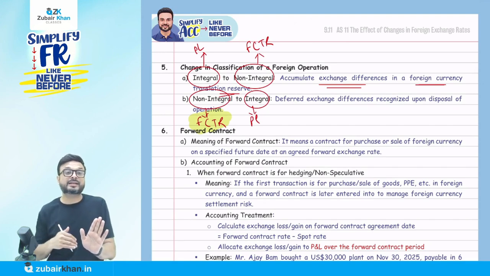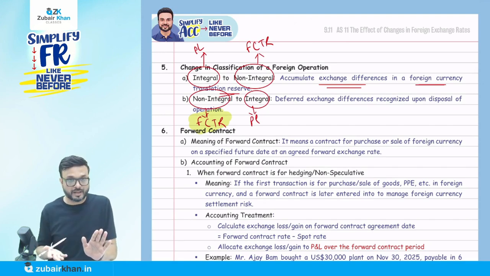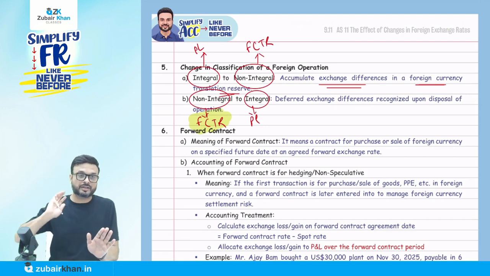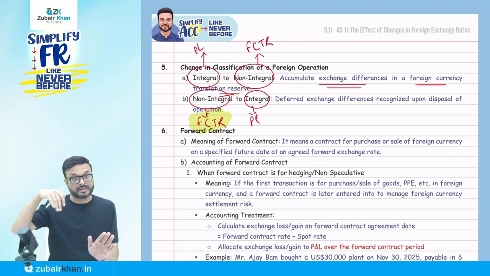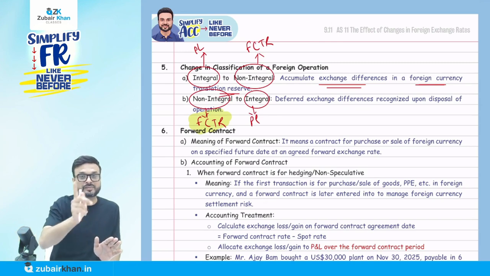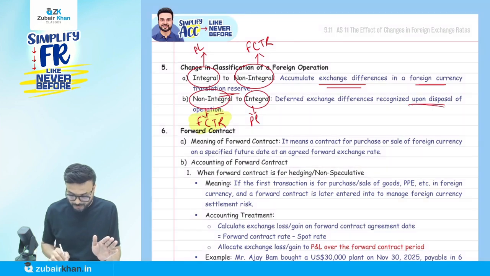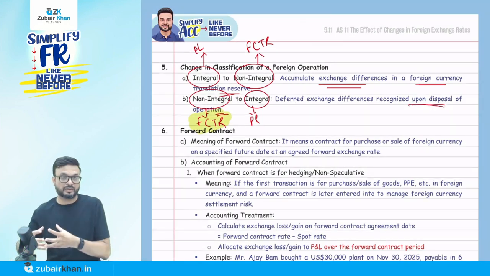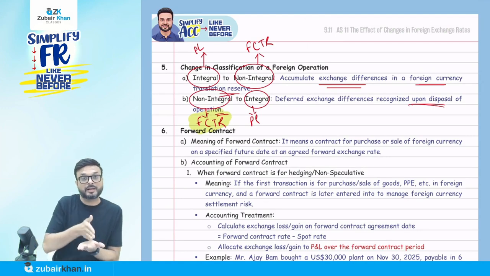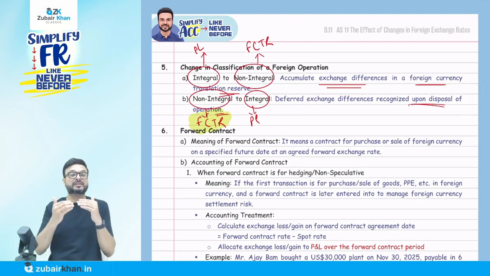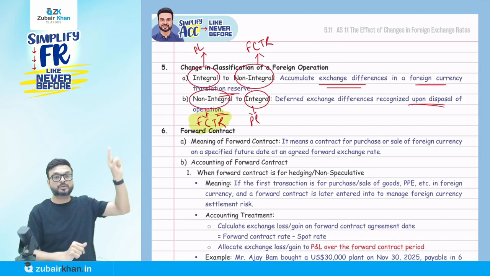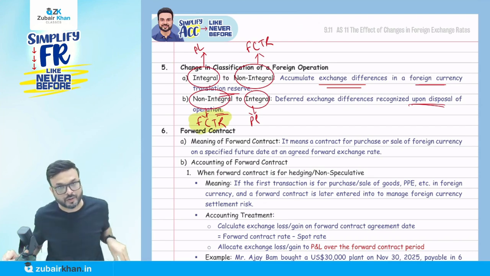You can transfer it to the P&L account only when we dispose of the investment that we have in the foreign operation. Only in that case can we transfer the balance of FCTR to the P&L account. So the exchange difference is recognized upon disposal of the operation. It means it will stay in FCTR, even though you convert from non-integral to integral, and we can transfer this FCTR to the P&L account only when we dispose of the investment that we have in the foreign operation.